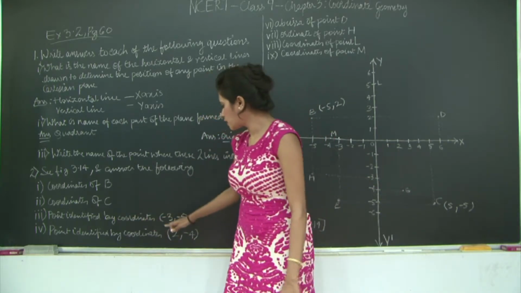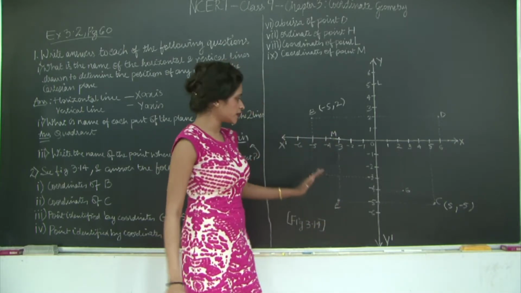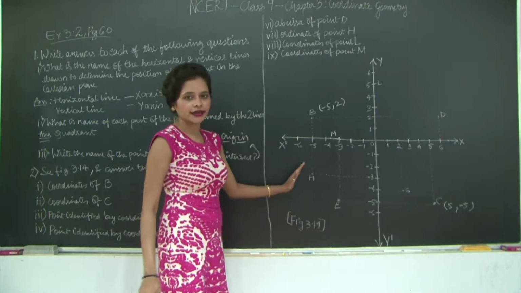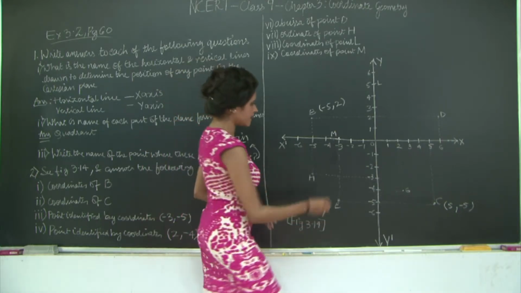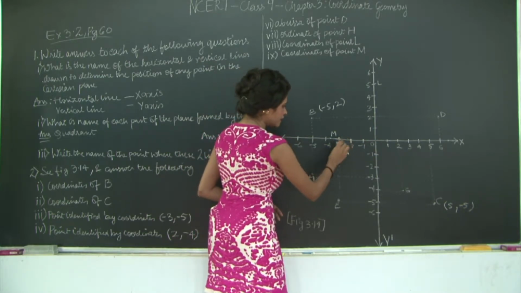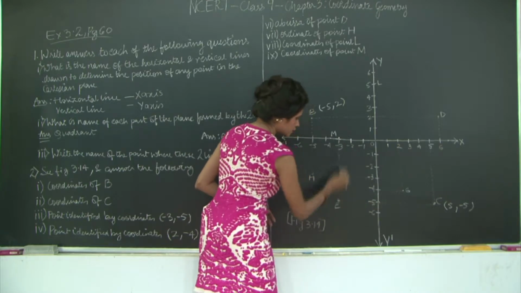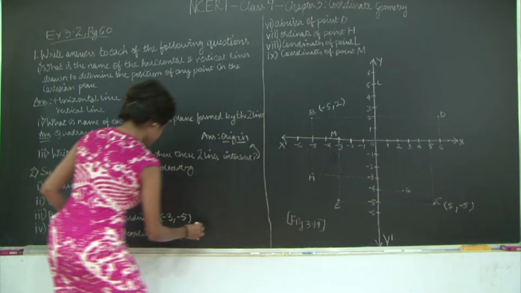Point identified by the coordinates -3 and -5. So minus and minus would come in the third quadrant. Here both your x and y coordinates are going to be negative. So -3 and -5. -3 here, okay, and -5 here. So a point is E. I am writing the answer here.